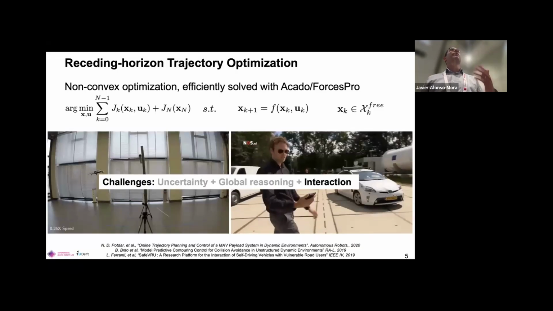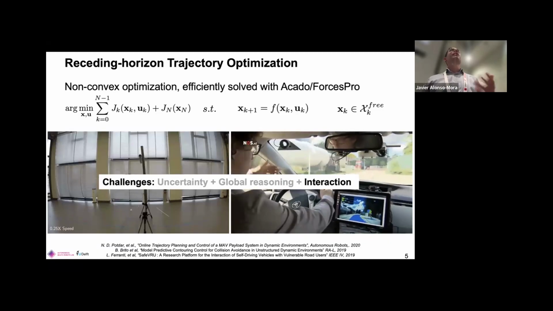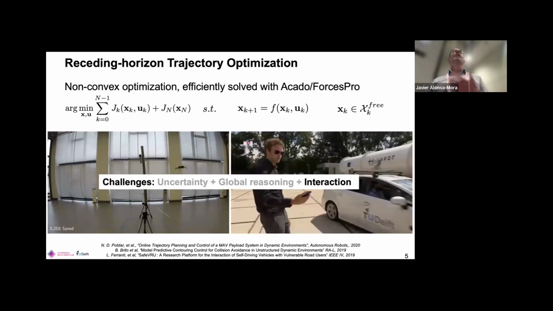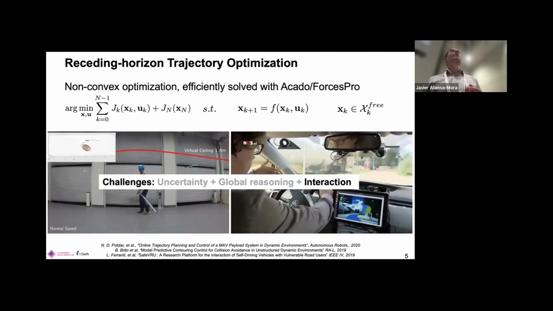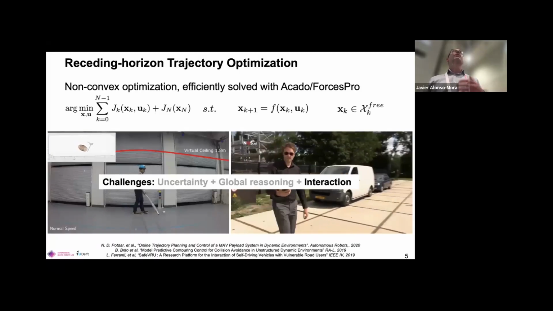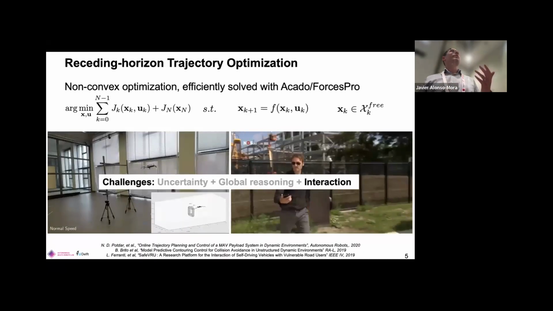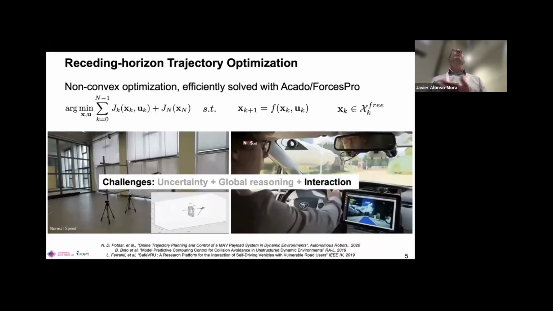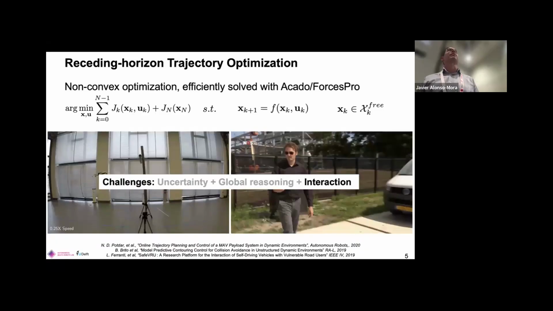Some of them are: how do you deal with uncertainties, because the world is not deterministic? How do you provide guidance to such a planner, because this is a local planner for a few seconds in the future, so how do you provide more complex global guidance? And the last one is how do you model interaction with other agents? We are working on all those three challenges. In today's talk, I will only focus on the interaction. If you're interested in the other two, I'll be happy to discuss them in a break.